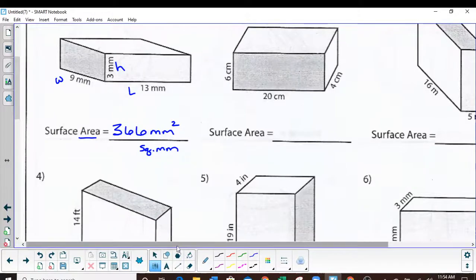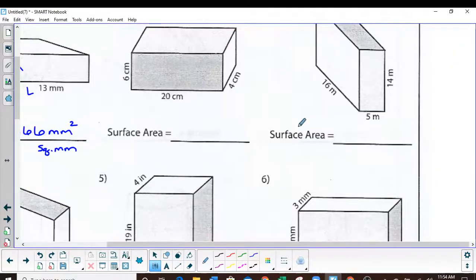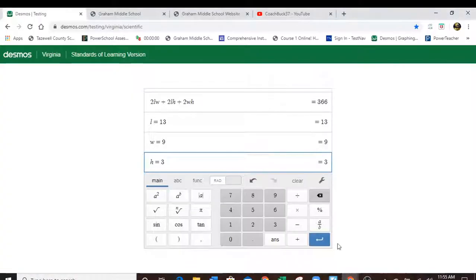I think I do odd problems on this one, so let's slide over to number 3. I'm going to label my 16 as L. 5 is going to be my width, and 14 is going to be my height. Okay? And all I've got to do is jump to Desmos and change my length, width, and height. Leave everything else the same.